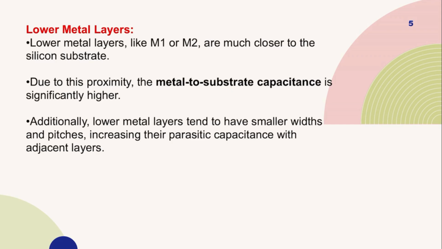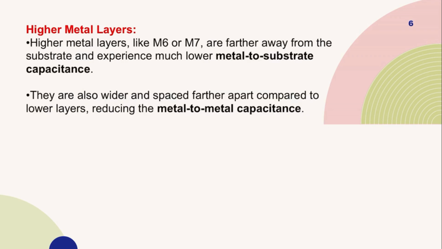Due to this proximity, metal to substrate capacitance is significantly higher, as I explained in the previous slide. Additionally, lower metal layers tend to have a smaller width and pitch, which also helps increase the parasitic capacitance with the adjacent layer. There are two factors for M1: its width, and its thickness is also very small. So it also plays a significant role. Higher metals like M7, M6 are farther away from the substrate and experience much lower metal to substrate capacitance. They are also wider and spaced farther apart compared to the lower layers, reducing the metal to metal capacitance.